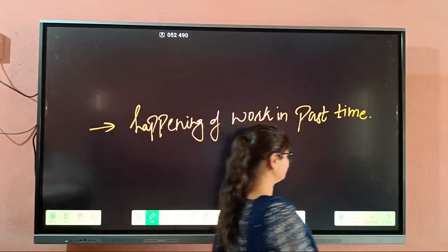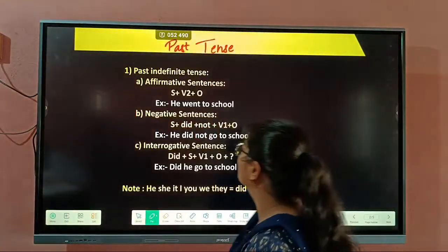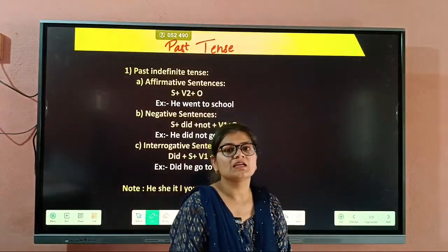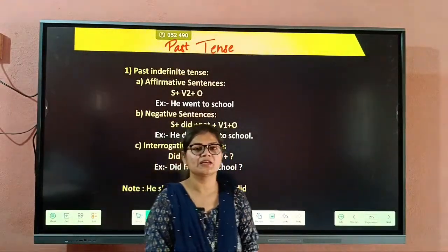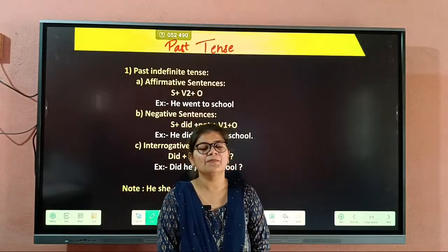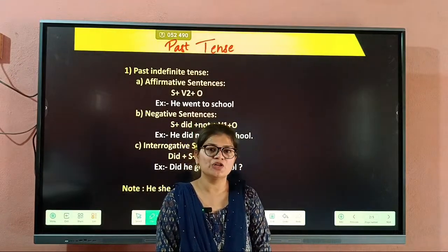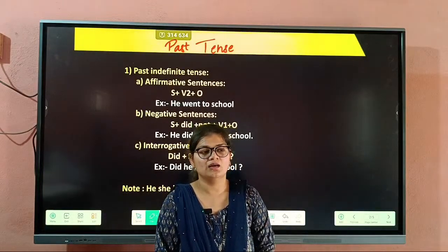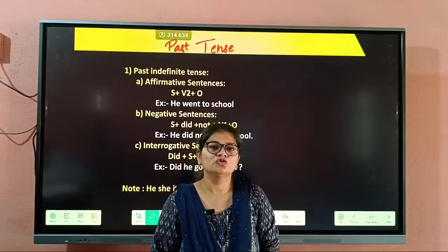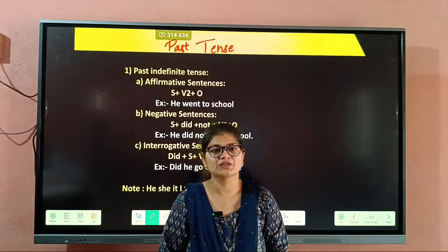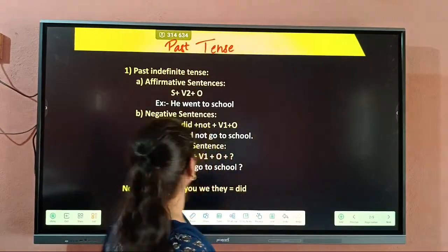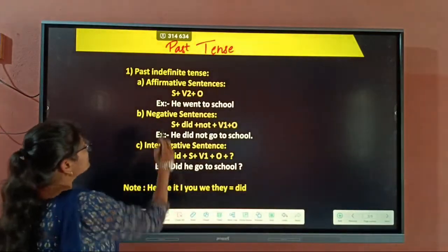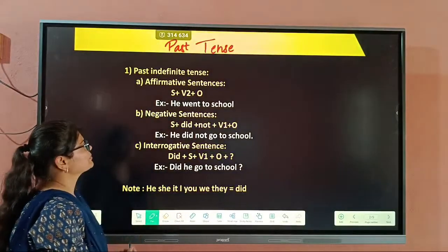Right? Now, you know, in the past tenses, there are four types: the past indefinite, then the past continuous, then the past perfect, then the past perfect continuous. This is the pattern to know about the past tenses. Now, we will discuss the past indefinite tense, that is first, the affirmative sentence.